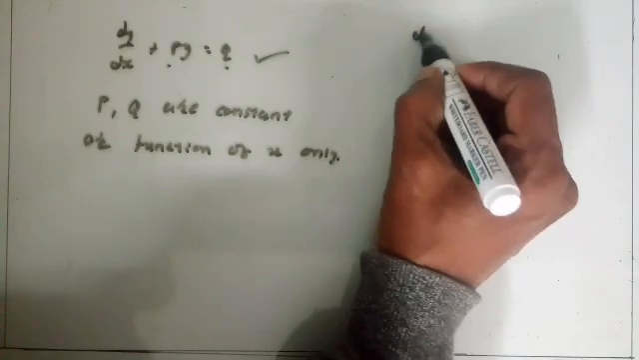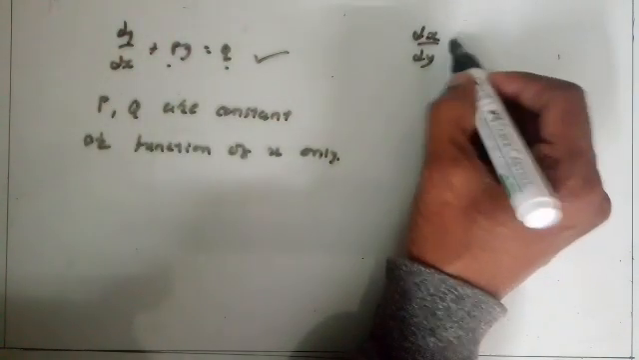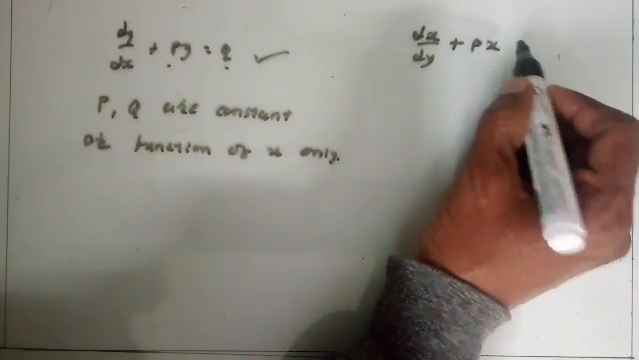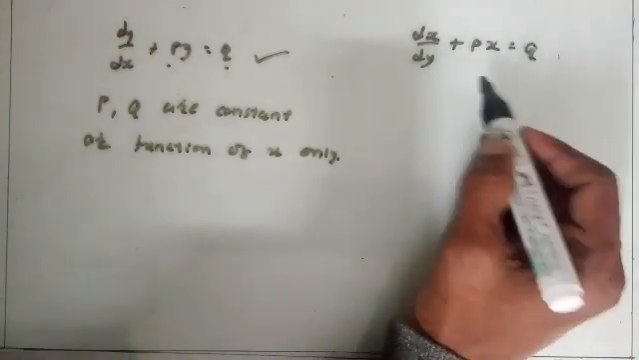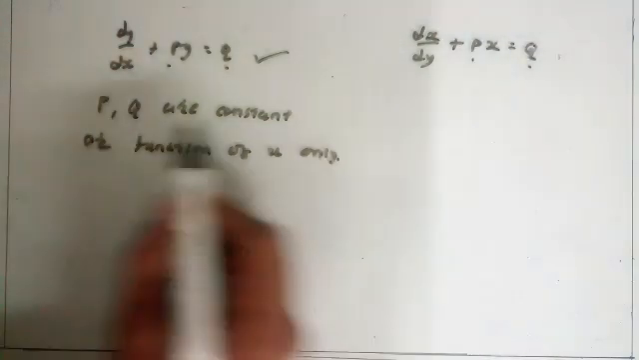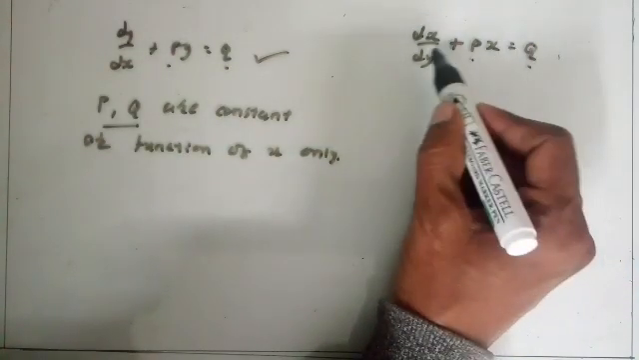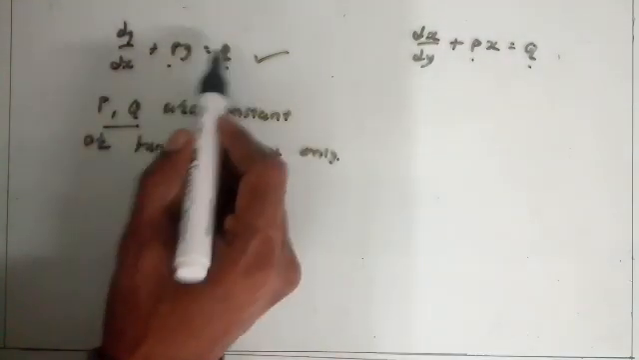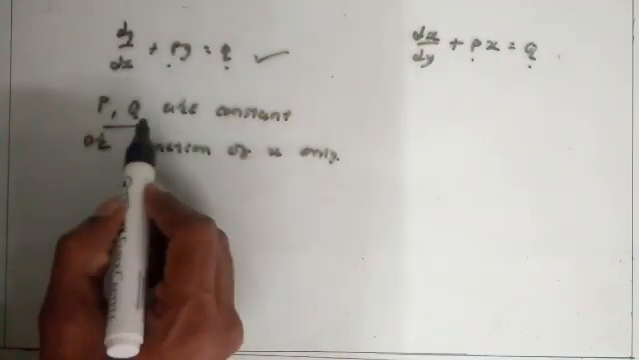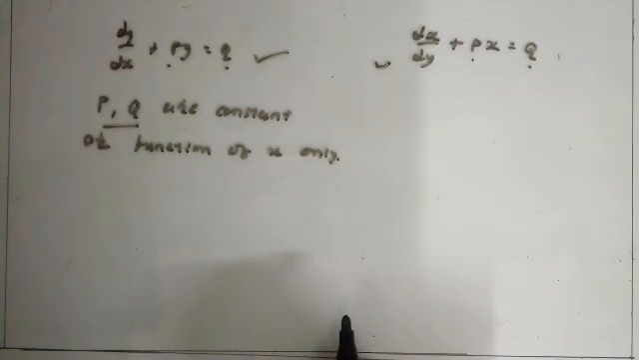Or in the form of dx/dy, here instead of dy/dx we take dx/dy plus px is equal to q. In this type of differential equation, p and q are constants or functions of y. Here p and q are functions of x, or both are constants. Then this differential equation is called a linear differential equation.